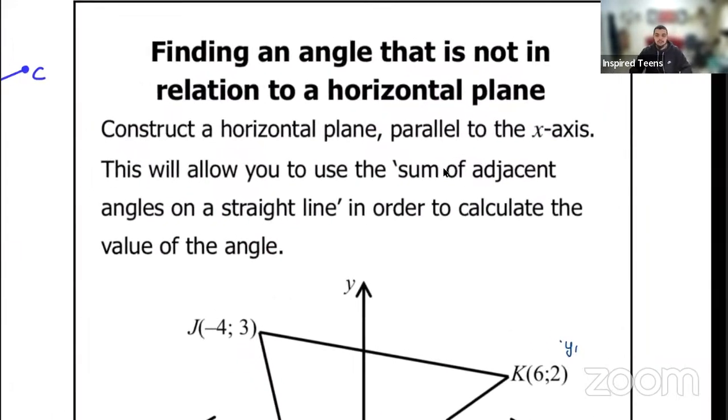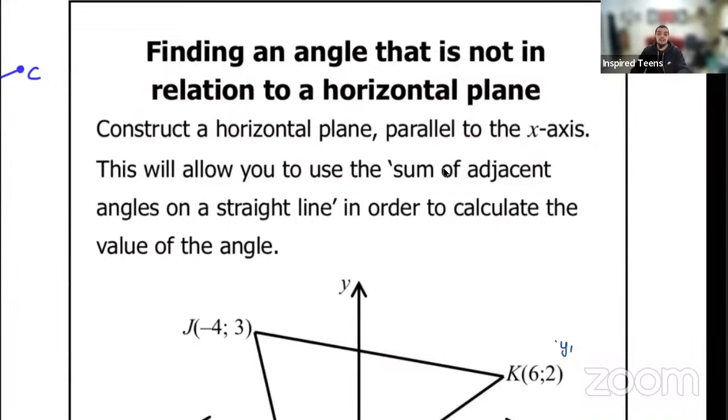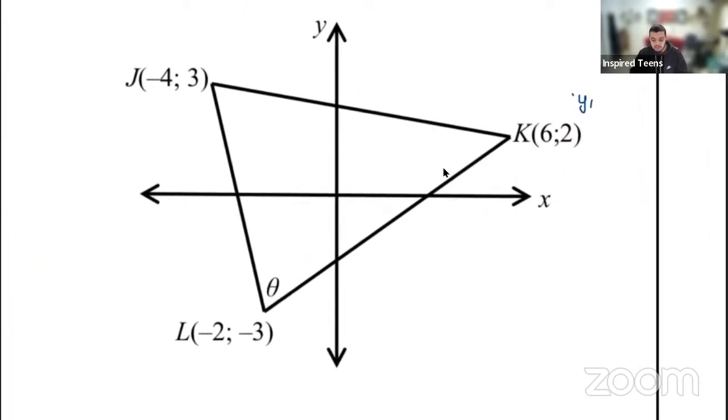Okay, let's look at this. Finding an angle that is not in relation to a horizontal plane. Construct a horizontal plane. Before we get to constructing that, let's just have a look at this example. Let's see if I can cheat quickly. No, we won't cheat. We'll do the example.